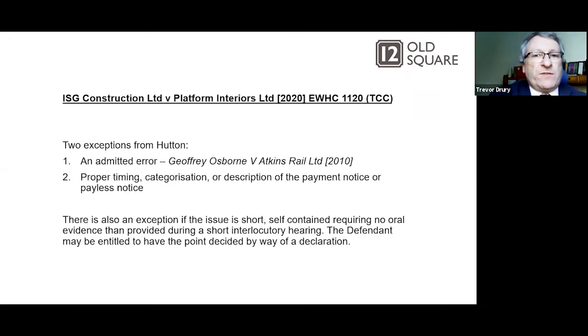There are two exceptions, and this is from the Hutton case. So an admitted error, that was from Jeffrey Osborne and Atkins Rail in 2010, and the proper timing, categorization or description of the payment notice or pay less notice. There is also an exception if the issue is short, self-contained, requiring no oral evidence, and can be provided during a short interlocutory hearing. The defendant may be entitled to have the point decided by way of a declaration. So that's the normal Part 8 procedure.